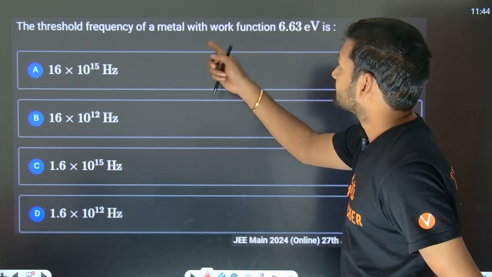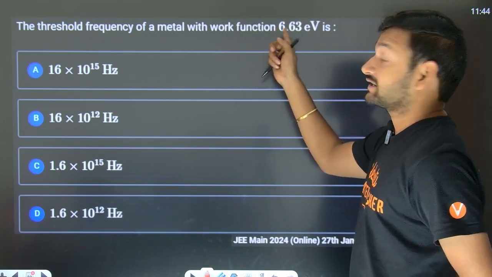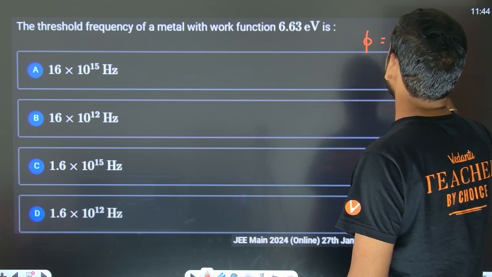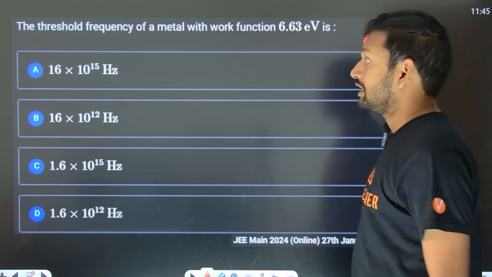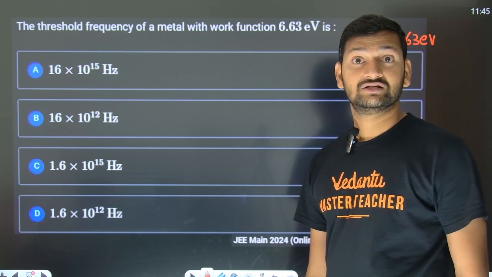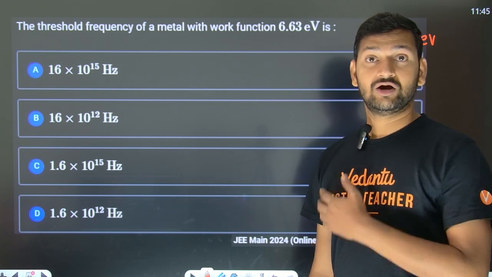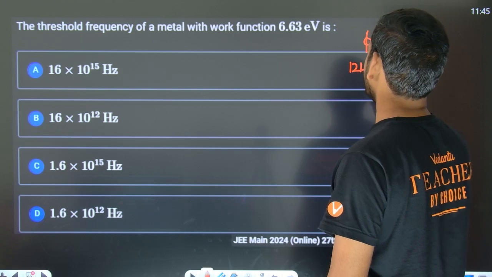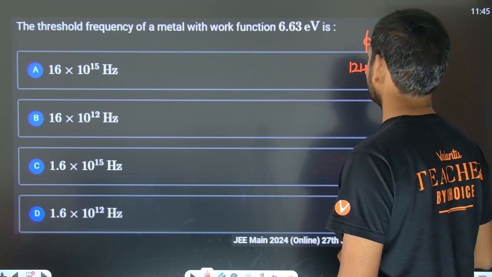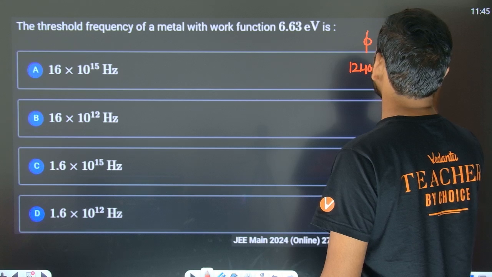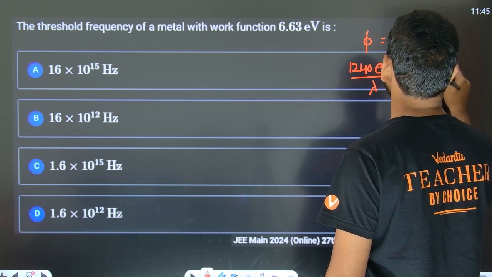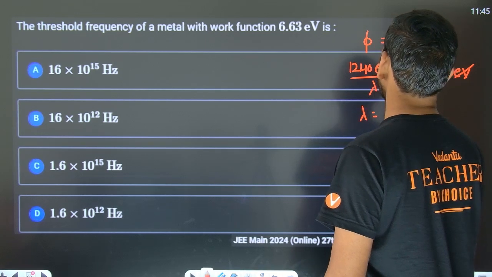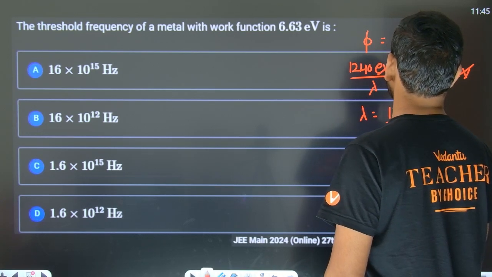Next. Again, a similar question, but instead of asking threshold wavelength, they are asking threshold frequency. The threshold frequency of a metal with work function 6.63 eV. So now what should I write? I should go for the frequency, right? I know how to calculate the wavelength, because I have a ready-made formula. So 1240 eV nanometer divided by lambda gives you 6.63 eV. So directly from here I'll get the lambda, which is going to be 1240 divided by 6.63.